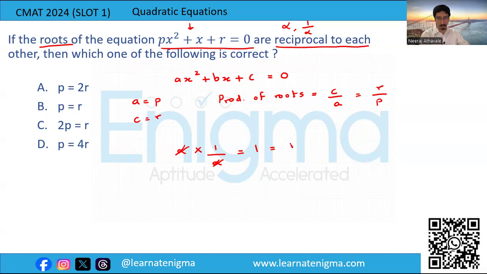So 1 is equal to r upon p from here, because this is also the product of roots. So therefore we get p is equal to r, and therefore the answer will be option B.